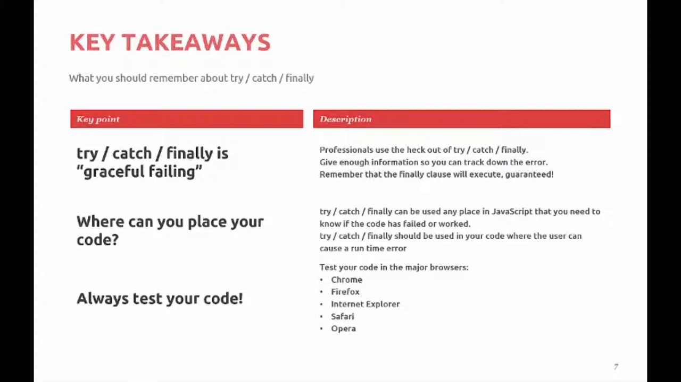Where can you place your try, catch, and finally code? Well, you can put it anywhere in your JavaScript that you need to know if the code has failed or is working. The try, catch, and finally should be used in your code where the user can cause a runtime error. Where if they're putting input and they need to be putting a number and they're putting an alpha, you can go ahead and use a try, catch, and finally to see what they've done.